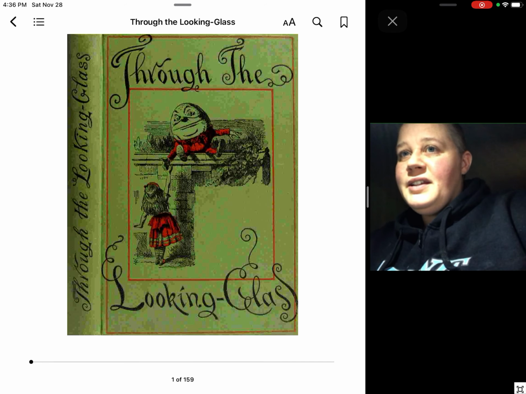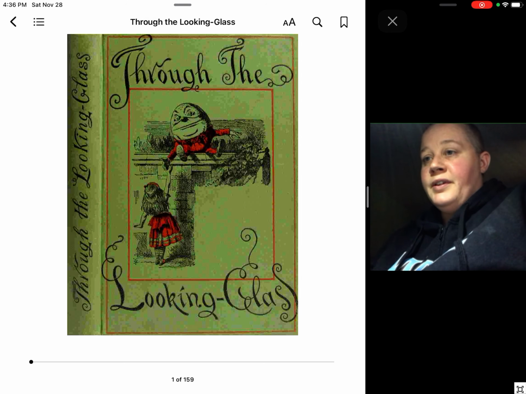Through the Looking Glass is a sequel to Alice in Wonderland. A sequel is a book that comes after. So sometimes there will be a series of books. Alice in Wonderland, the sequel, is Through the Looking Glass.